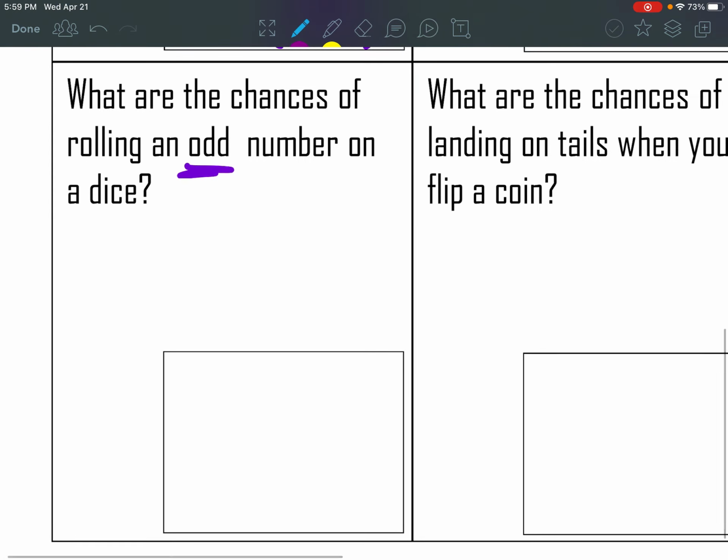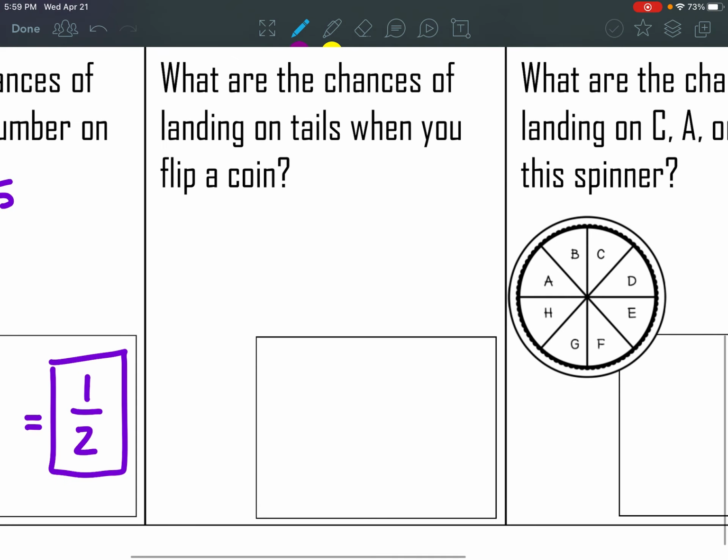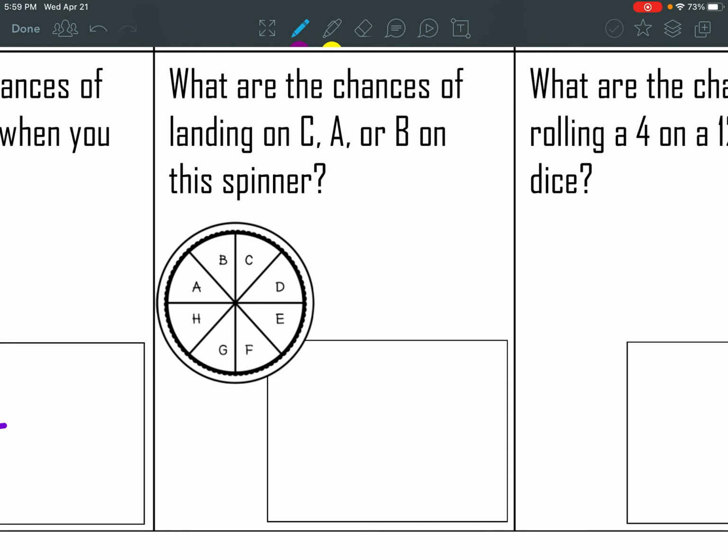So odd number on a dice, we have a 1, a 3, or a 5. So there are 3 numbers out of 6 total numbers. So that simplifies again to 1/2, or 1 out of 2 chances. Chances of landing on tails when you flip a coin. So how many tails are there? There's 1 out of 2 possible outcomes.